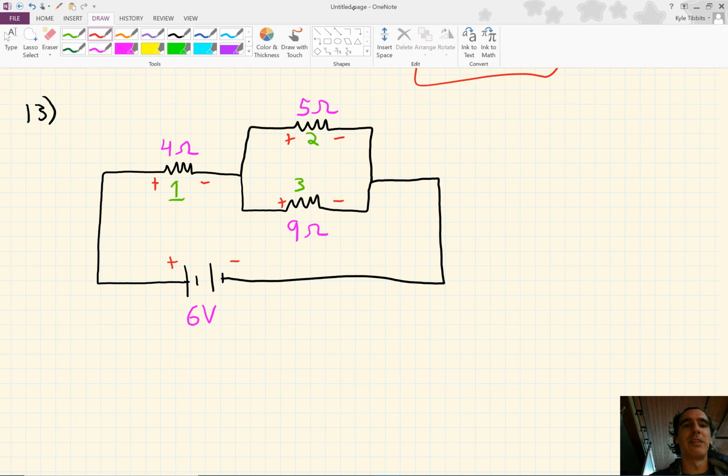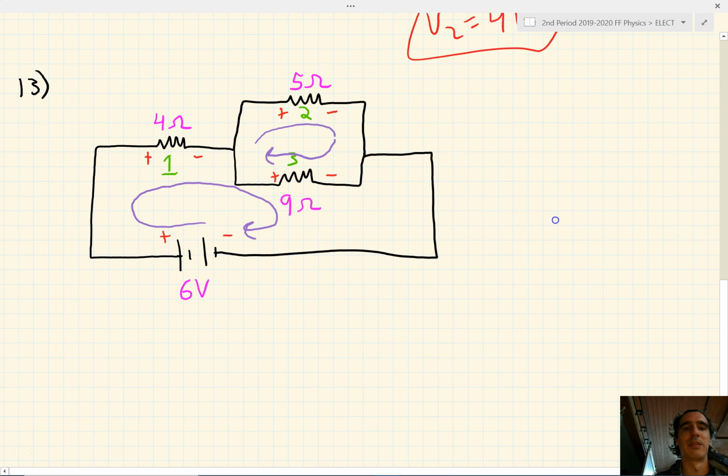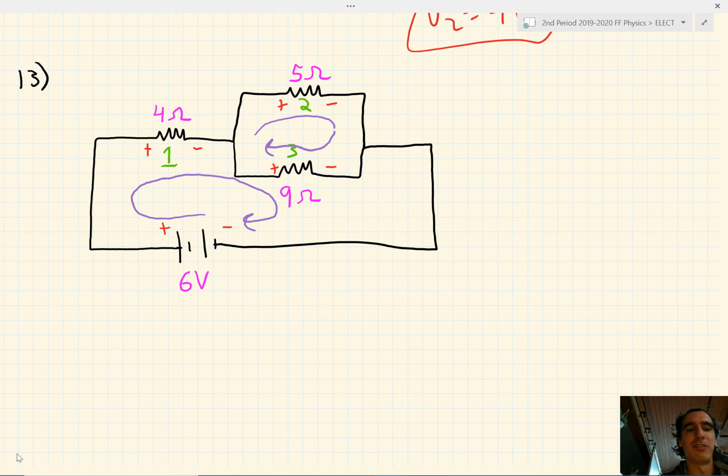So we can now look at the loops that the current flows through. If we look at our first loop from the battery, it could go through R1, then R3, and back to the battery. And if you look at our branch, it could go through R2, and then around through R3. Notice when it goes through R3, it hits the negative terminal first. What we'll do now is use Kirchhoff's laws to analyze this circuit.